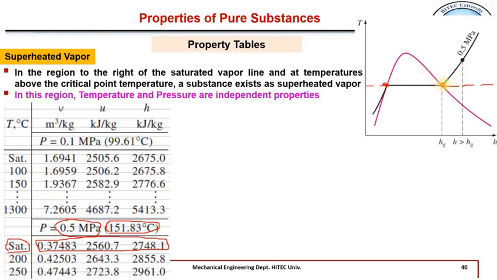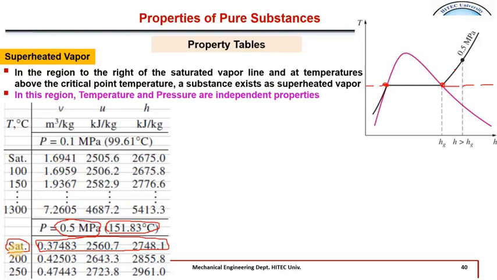So which saturated point? Not this one. This is saturated liquid, this is saturated vapor, because the superheated region starts from this point onwards. From this point onwards, it is all superheated. So this first row is telling us the values of specific volume, internal energy, and enthalpy at this point for this pressure and for this saturation temperature, which is 151.83 for this pressure. This data is for water, right? So this first row is actually the saturated vapor properties, right?